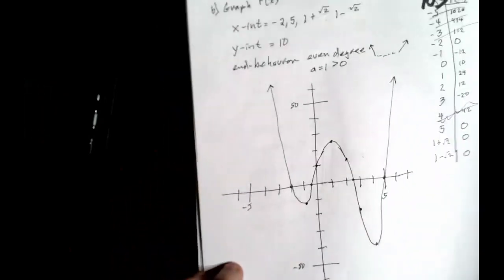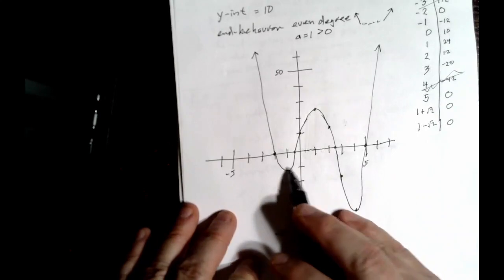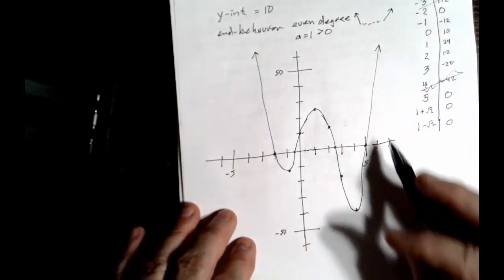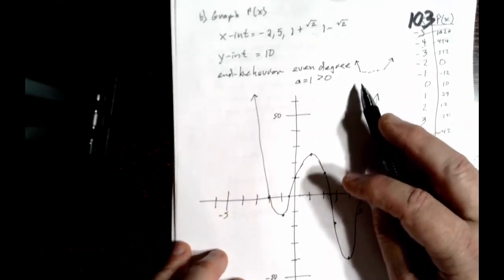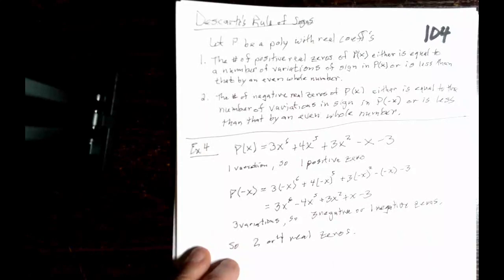Part B, they ask you to graph that same equation, and you get your 4 zeros, you get your y-intercept, and you plot a few more extra points. You look at your end behavior, and you get your graph there.